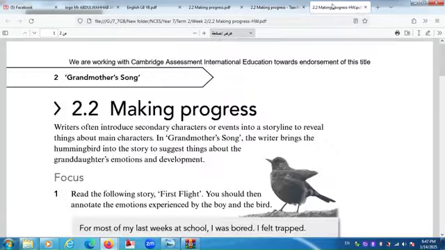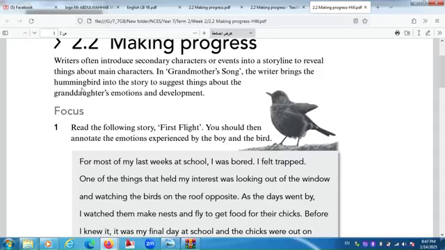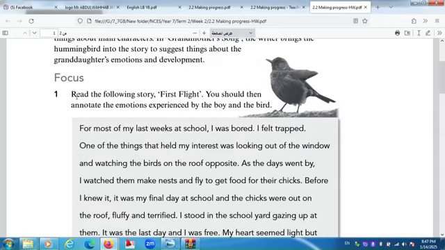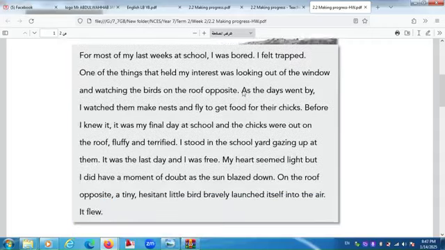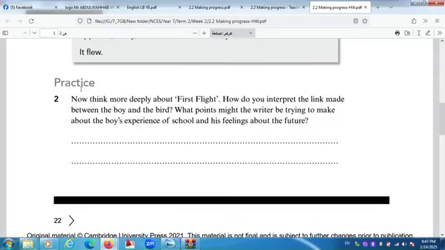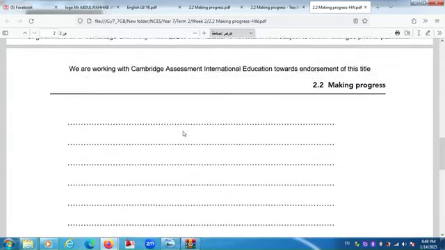In the end, the homework in the workbook 2.2, Making Progress, the focus question. You will read and try to annotate emotions experienced by the boy and the bird. Then practice to apply. You will think more deeply about the first flight, and then you will point out what the writer might be trying to make the boy experience in the school, how to become better.